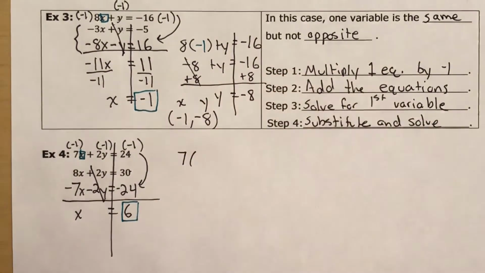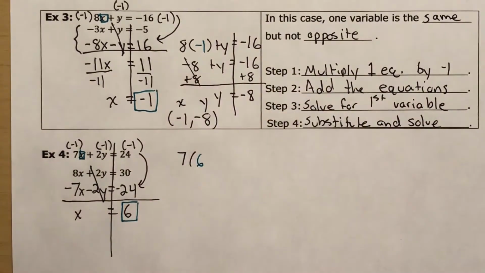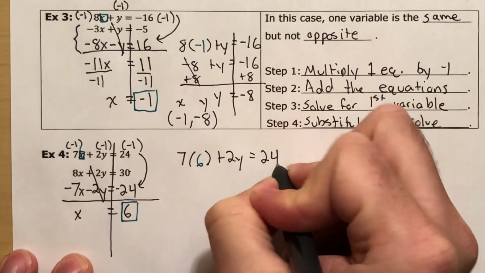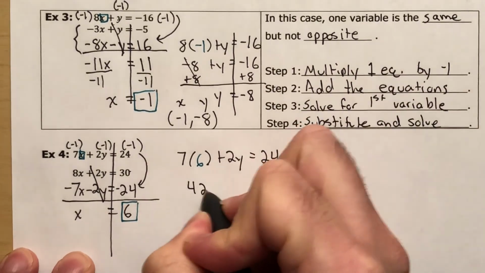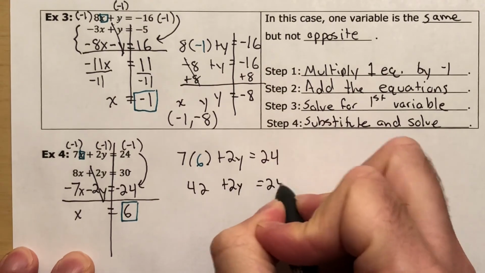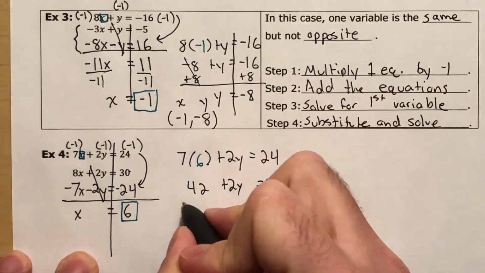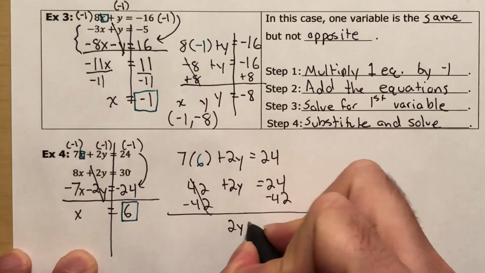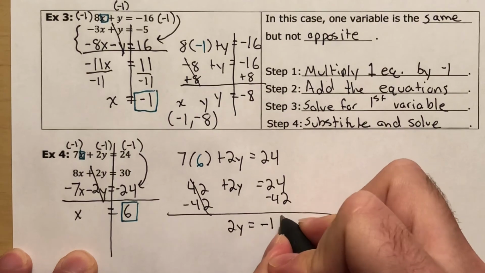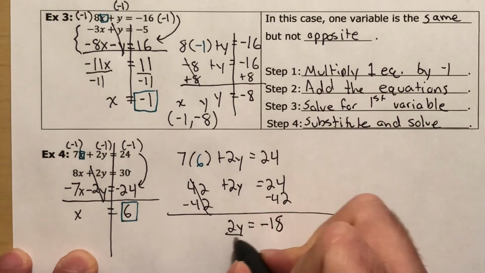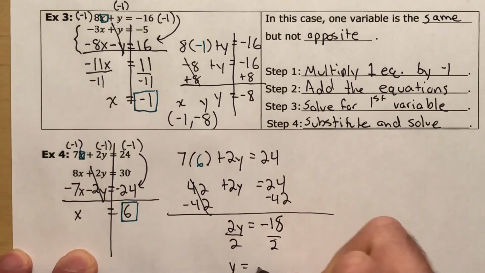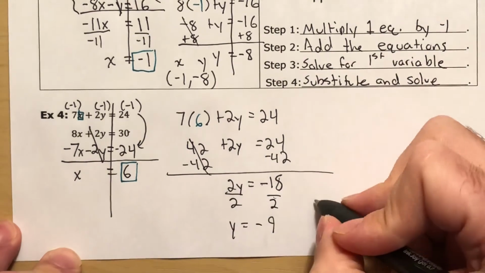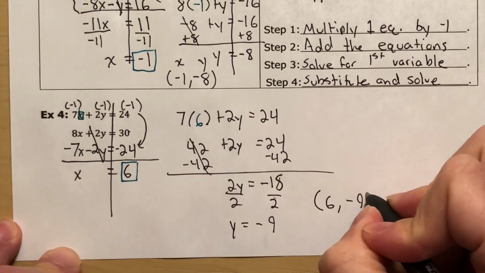So we have 7 times 6 plus 2y equals 24. 7 times 6 is 42. Subtract 42 on both sides. So 2y equals negative 18. And then when we divide, we get y equals negative 9. So our final answer is 6, negative 9.